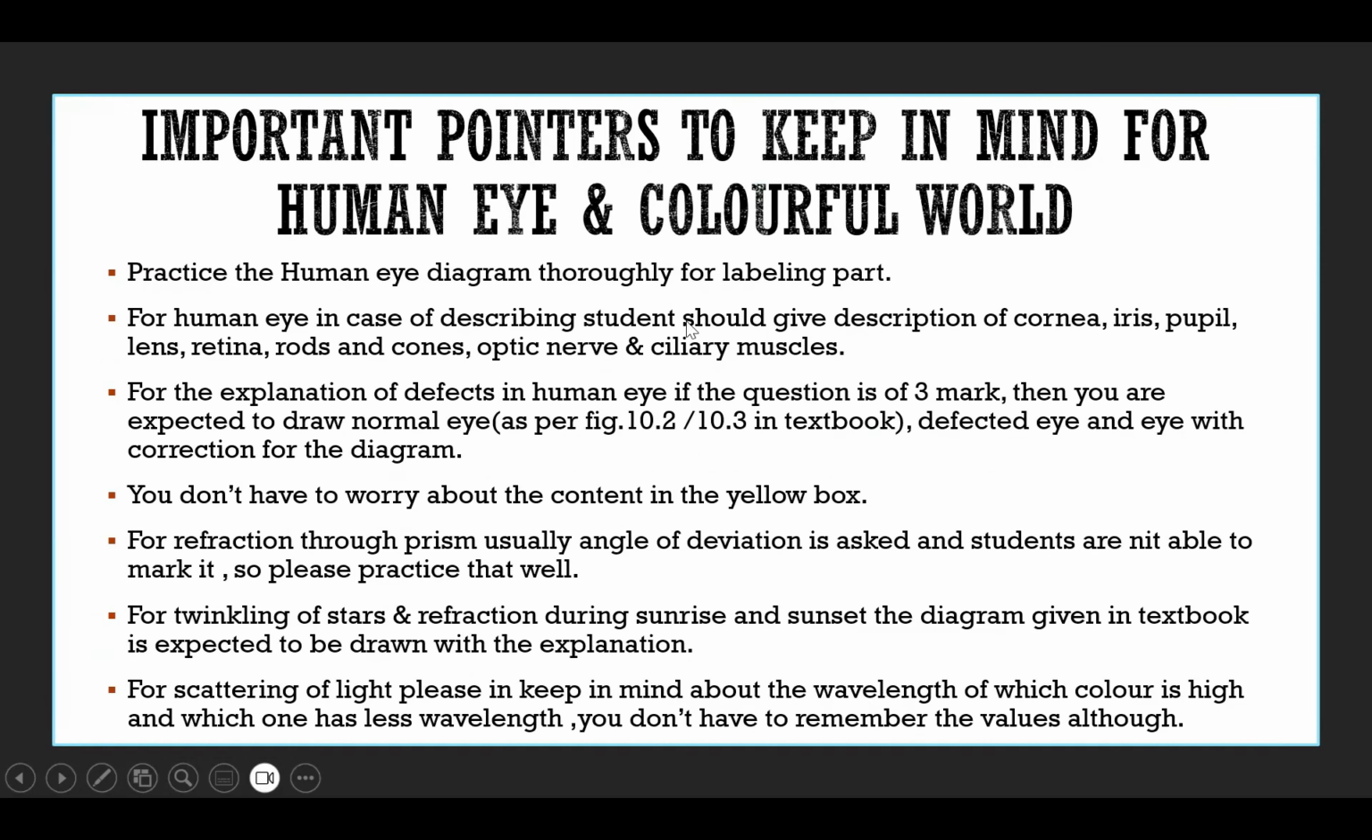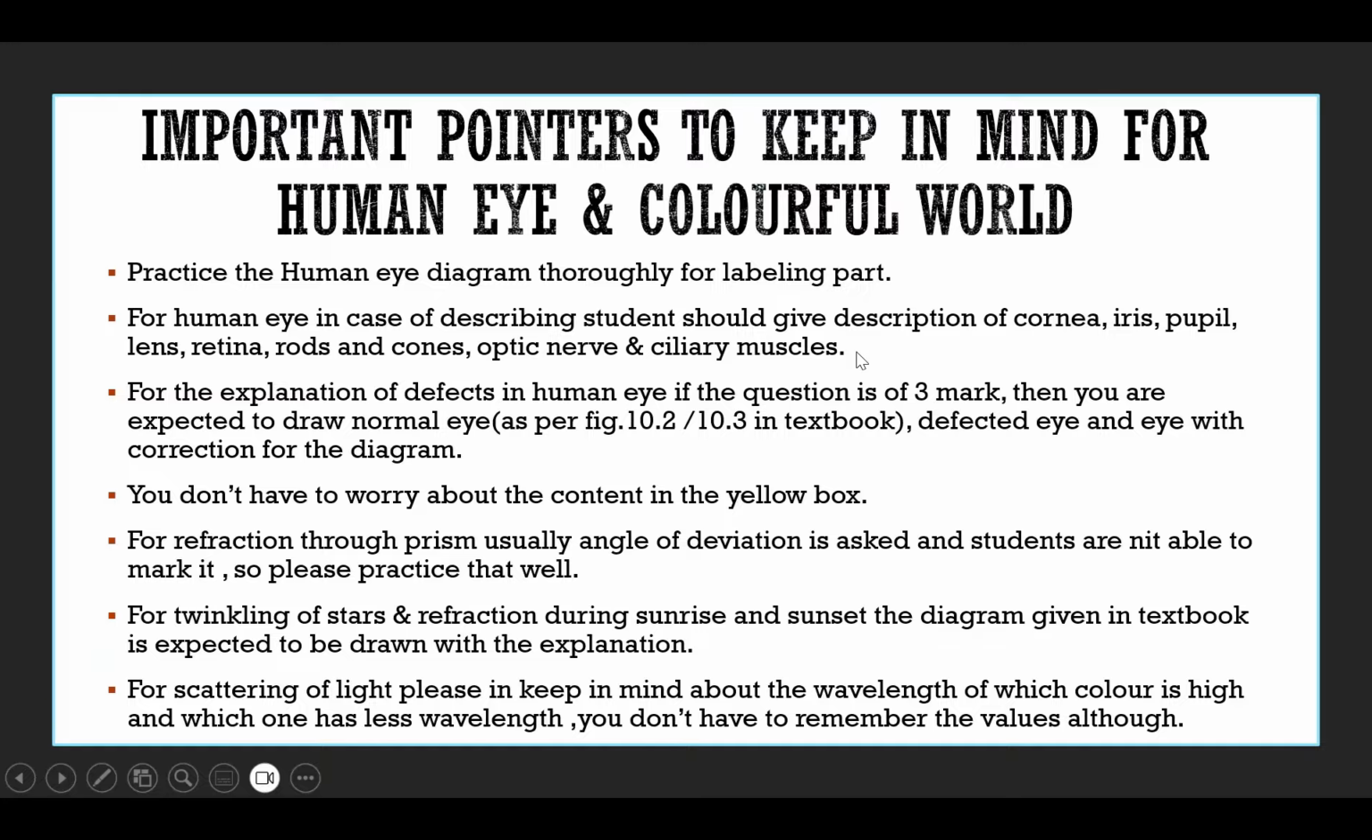Coming up to the next chapter, which is human eye and colorful world. You can see in human eye there are around 4 or 5 diagrams related to the human eye. First one, please practice the diagram thoroughly for the labeling section as well. And if the question says describe human eye, you have to make it a point that you are able to describe these terms, which are cornea, iris, pupil, lens, retina, rods and cones, optic nerves and ciliary muscle.